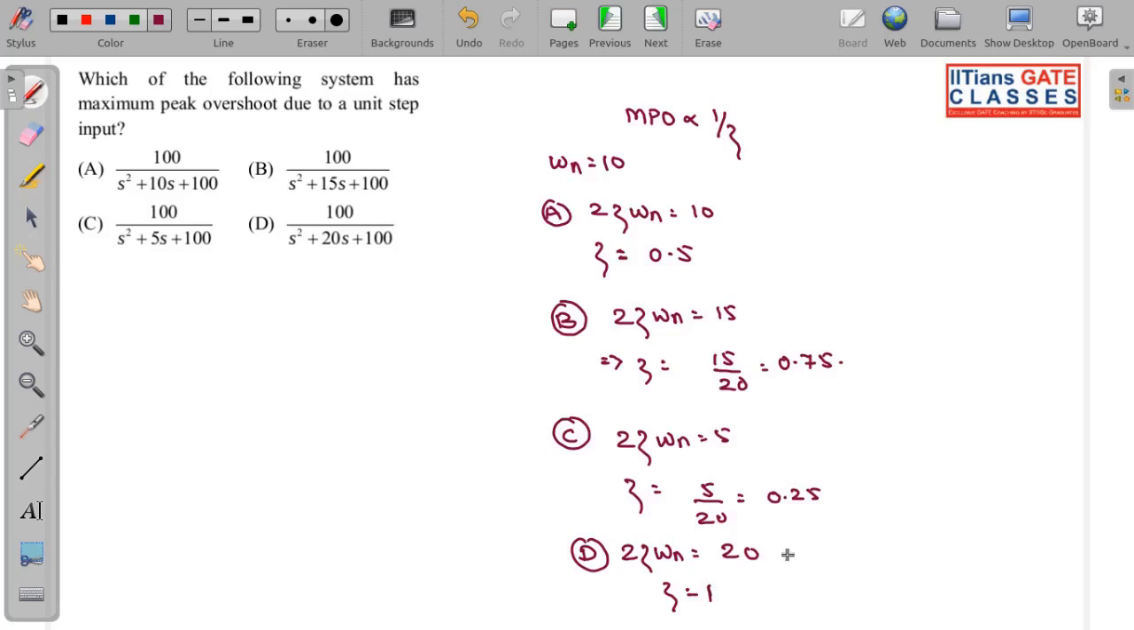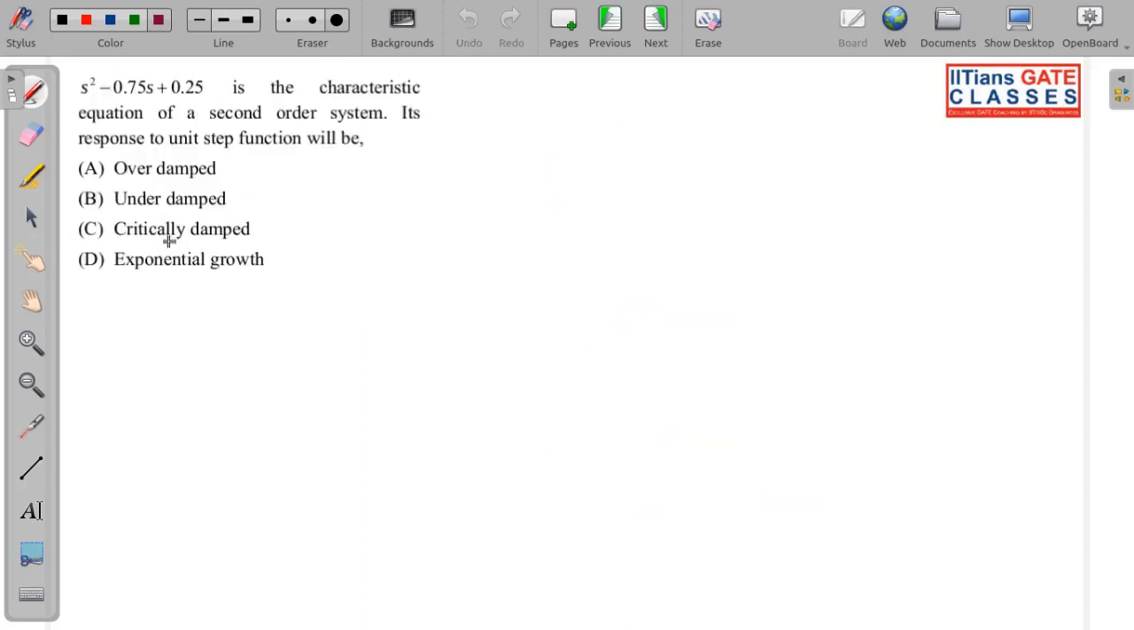Okay, so maximum peak overshoot is inversely proportional to zeta. So the place where your zeta is the least, there you will have maximum peak overshoot. So here it is 0.5, here it is 0.75, here it is 0.25. So option C is the place where you will have the maximum peak overshoot, and in option D you will have the minimum peak overshoot. Okay, so here it will be 0% and here it is 0.25. So whatever value you will get for that, you will have maximum percentage of peak overshoot. So the next question, please solve it very quickly.